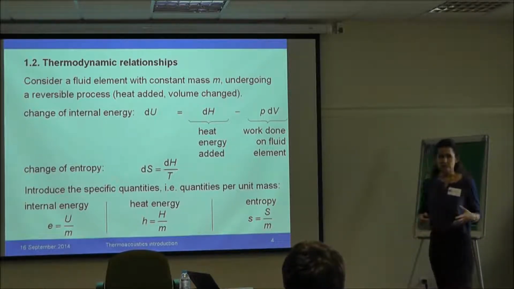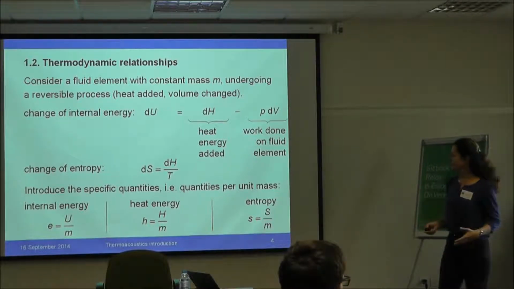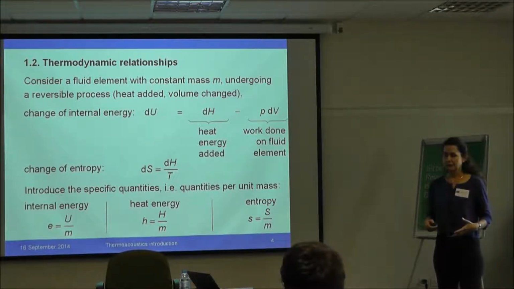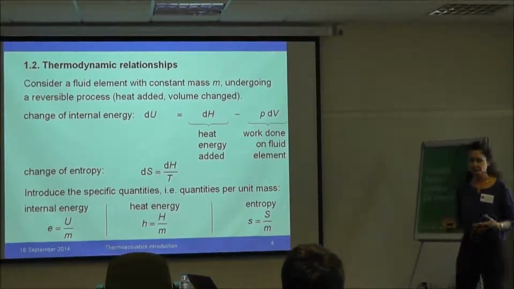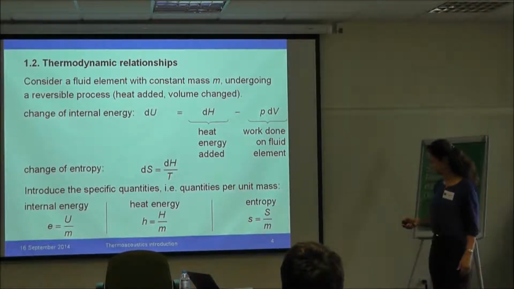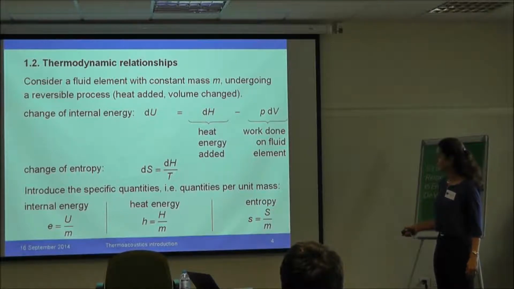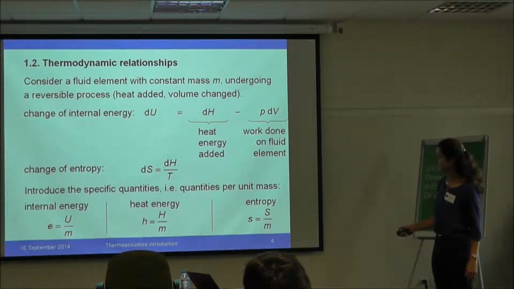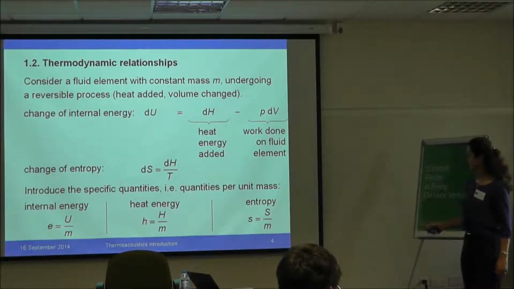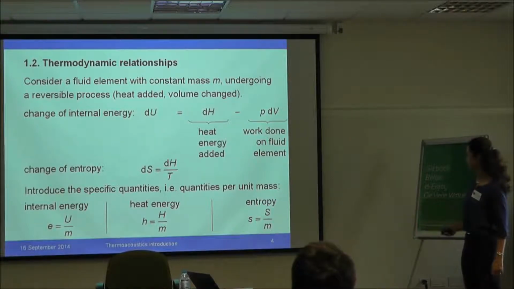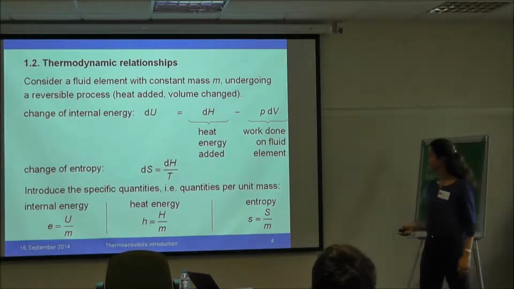So far I've used global quantities. It's often more convenient to use local or specific quantities. So that's energy per mass or heat or work per mass. So quantities per mass, or specific quantities. Like the internal energy is the internal energy U. The specific internal energy, little e, is U divided by the mass. The heat energy is little h, the specific heat energy divided by mass, and the same for the entropy.